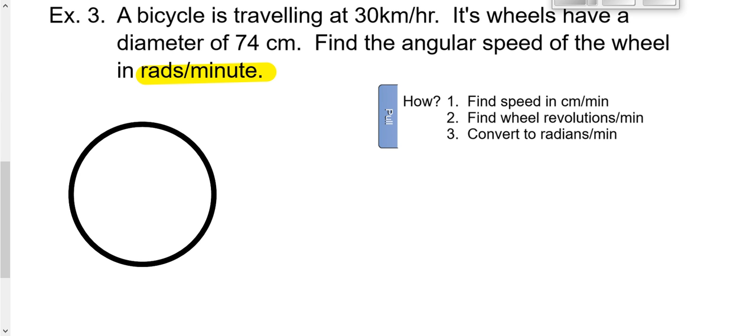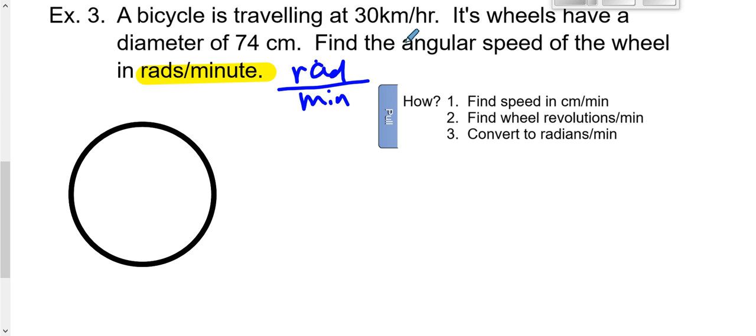And if you are the visual type person, then here radians per minute, you can write that as radians over minute like this. So this is the unit for our final answer. If you even want to sketch this, you are definitely welcome to do that. So how do we do this? Well, step 1, find speed in centimeters per minute. This is more like a physics problem, as I said. So I'll walk you through step by step. So first step, okay, convert this into centimeters per minute.